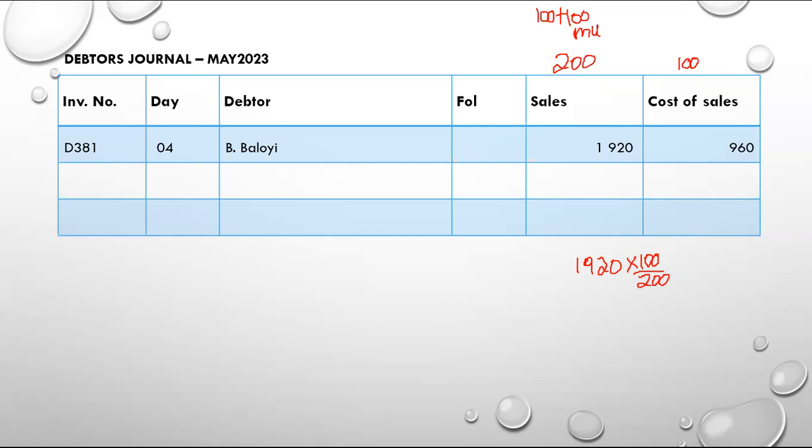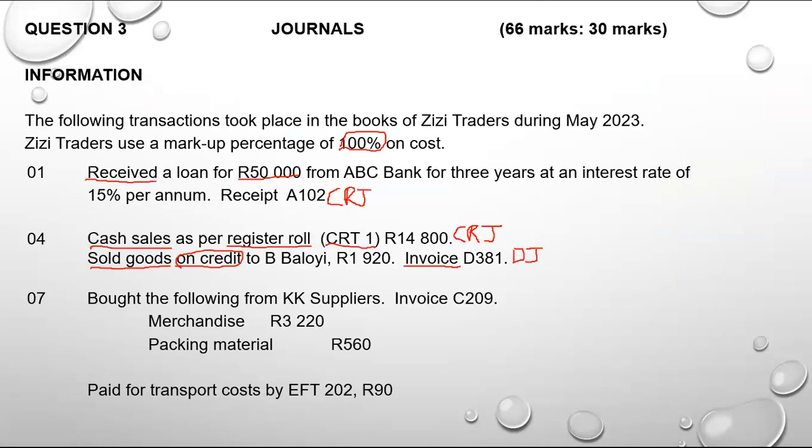Done. We good? Okay. I'm done with that transaction now, guys. Okay. I'm done with that. Now moving on. Okay. So I will do this and I will do that.